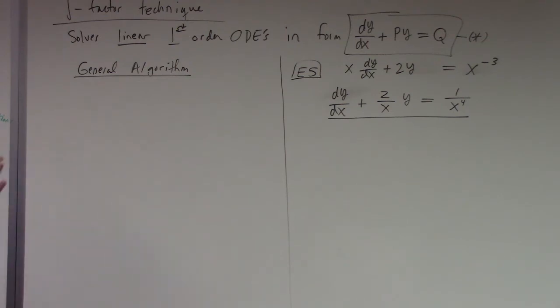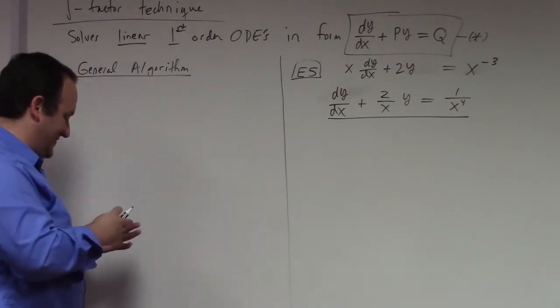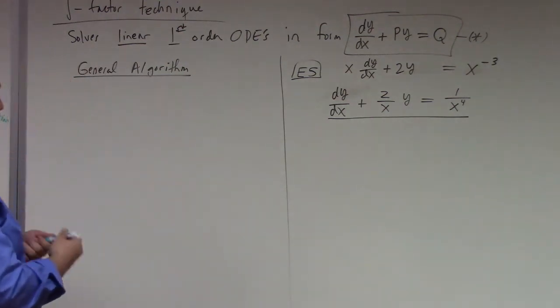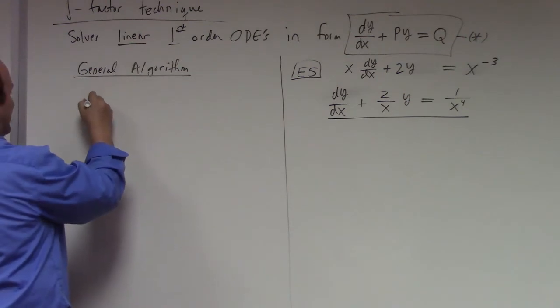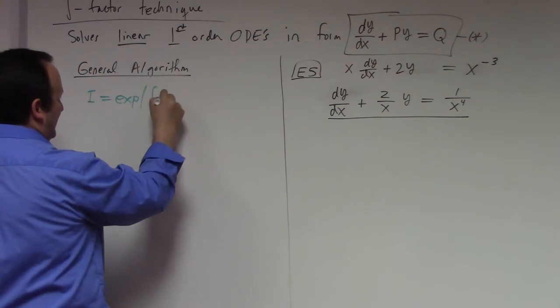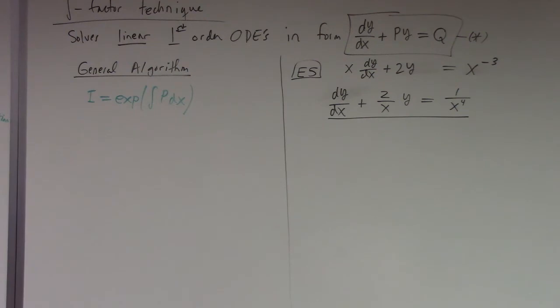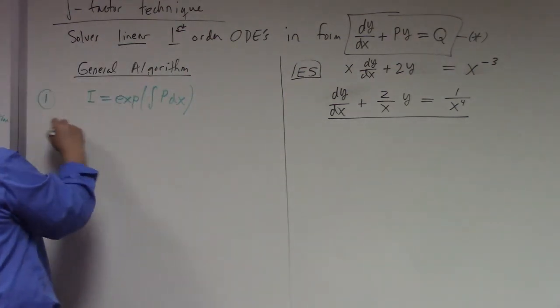All right, fine. So the general algorithm, and it's one of those things that I just have to admit is sneaky. The integrating factor, which I'll call I, is defined to be the exponential of the integral of p dx. What? Right? But that's what it is. This is the integrating factor. Let me call that step 1. So we need to calculate that.